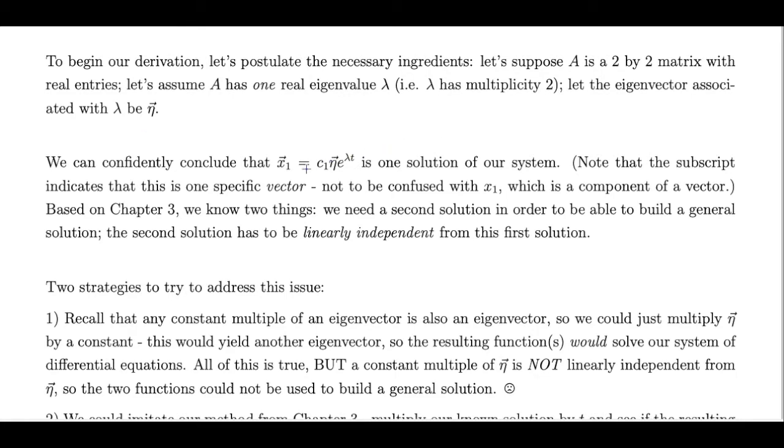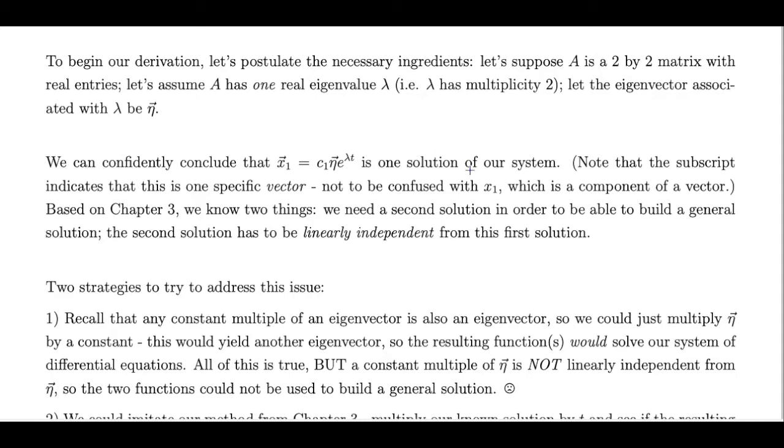First things first, I will build a solution by taking eta e to the lambda t, and I am confident that that is a solution. I've included an unknown constant here, and then I've called this x sub 1, like x vector sub 1. That's just to indicate that this is one of the solutions of my system, and not to confuse this x1 with a component in a vector, which doesn't have the vector hat on it.